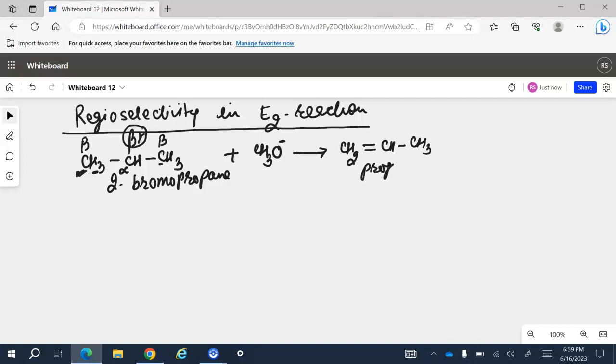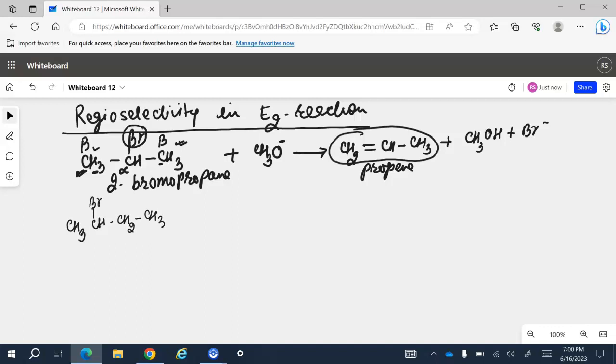that is propene, the alkene product, and the other side products will be CH3OH plus Br minus. So here if you remove any of these beta hydrogens, it will result in only one product. That means there is no regioselectivity. However, if we choose another substrate, say for example CH3CHBr CH2CH3, this is 2-bromobutane.